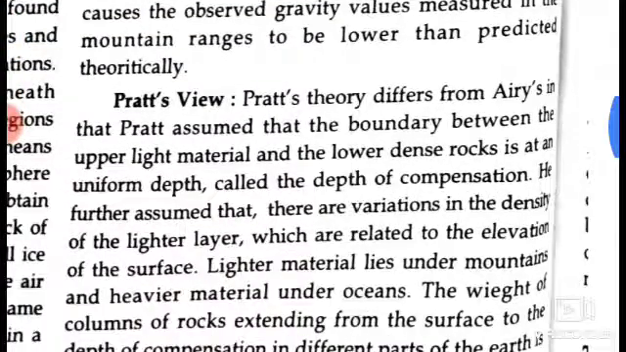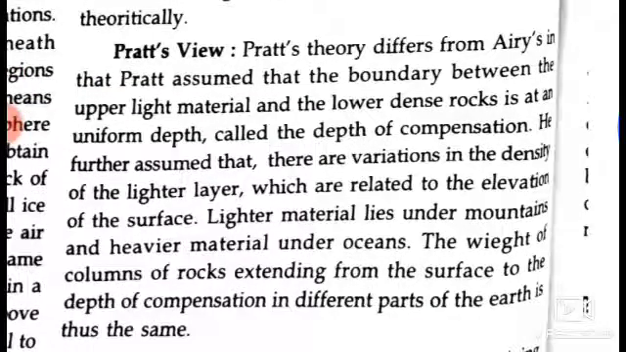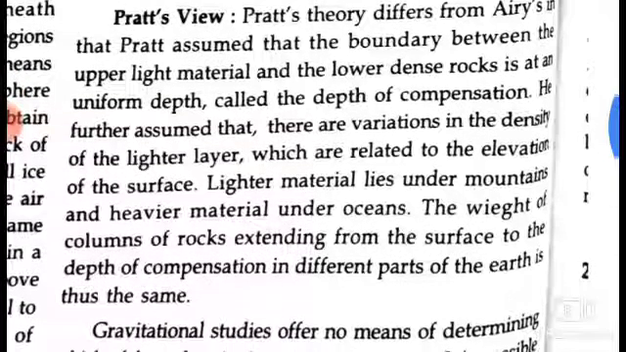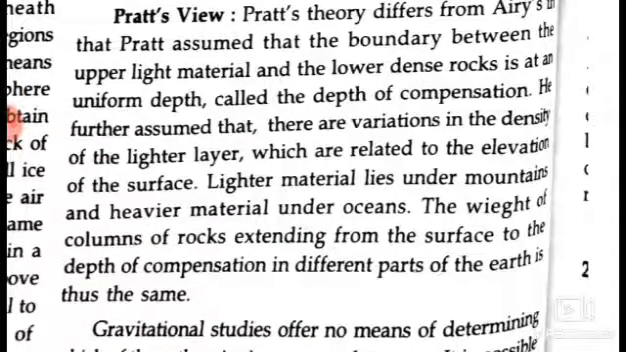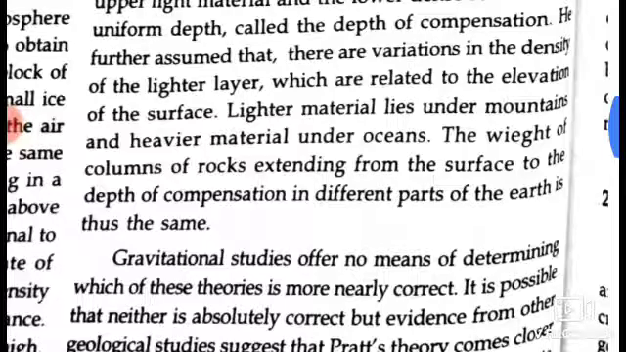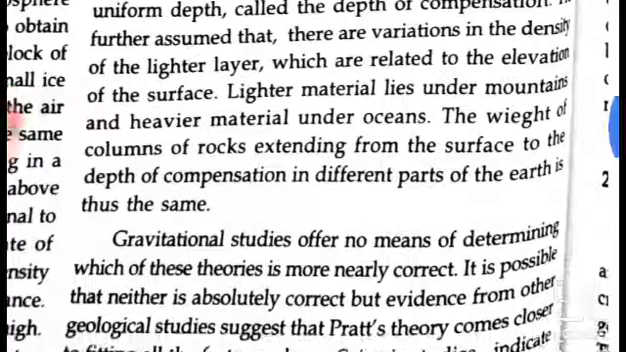Pratt's theory differs from Airy's in that Pratt assumed that the boundary between the upper light material and the lower dense rocks is at a uniform depth, called the depth of compensation. He further assumed that there are variations in the density of the lighter layer which are related to the elevation of the surface. Lighter material lies under the mountains and heavier material under oceans. The weight of the columns of rocks extending from the surface up to the depth of compensation in different parts of the earth is thus the same.